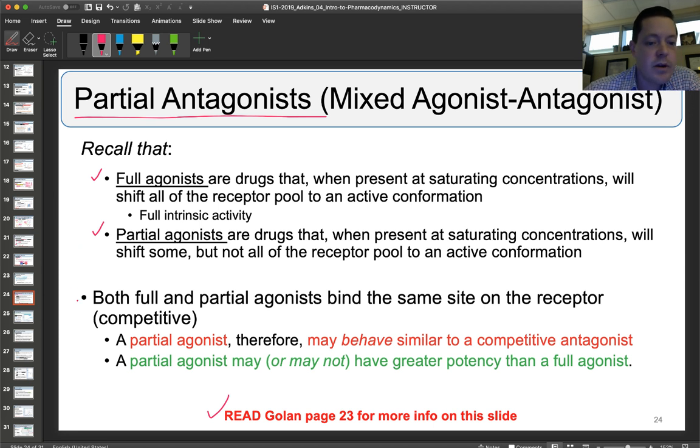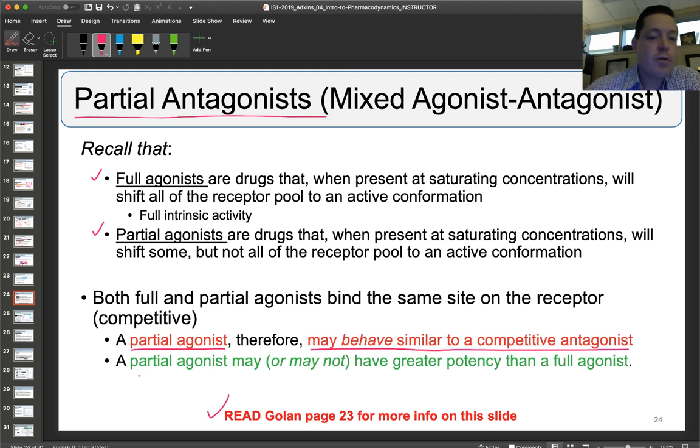What happens? Well, if you have a partial agonist that is present after there is already a full agonist there in the system, what you're going to see is that that partial agonist behaves very similar to a competitive antagonist. Okay, well, why is that?